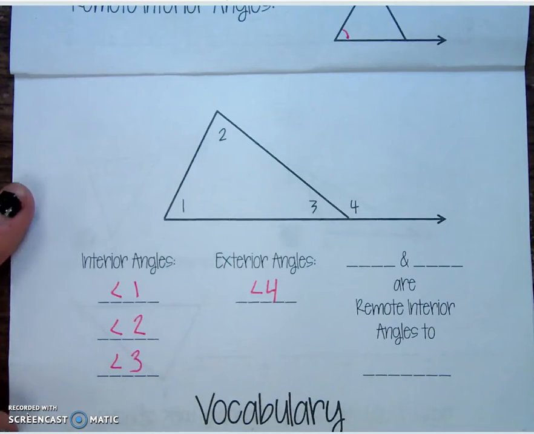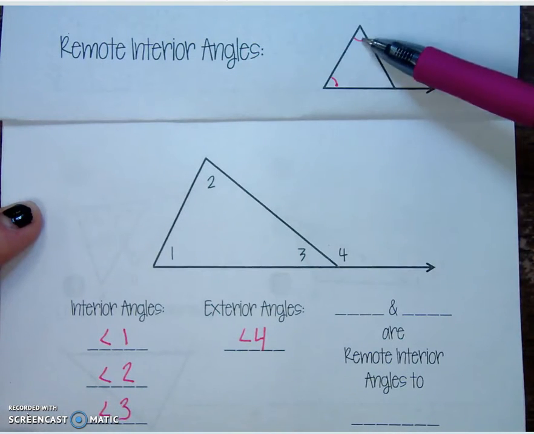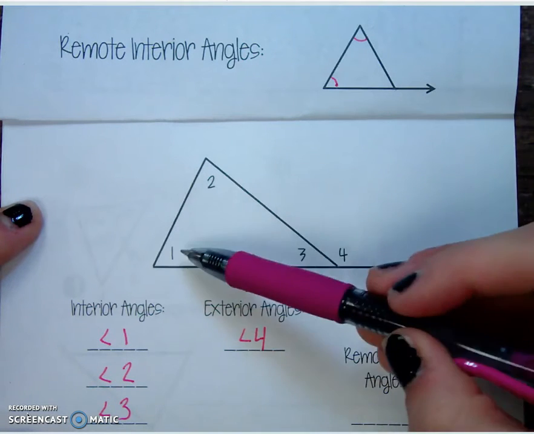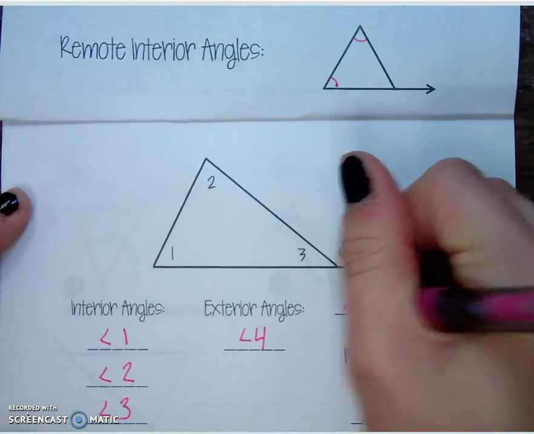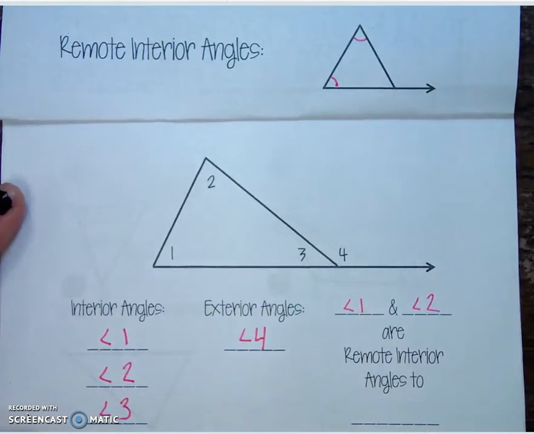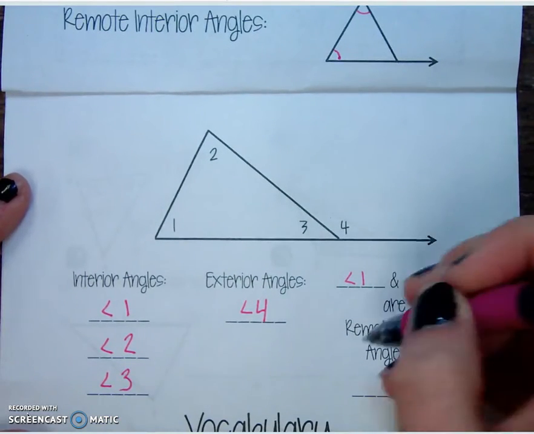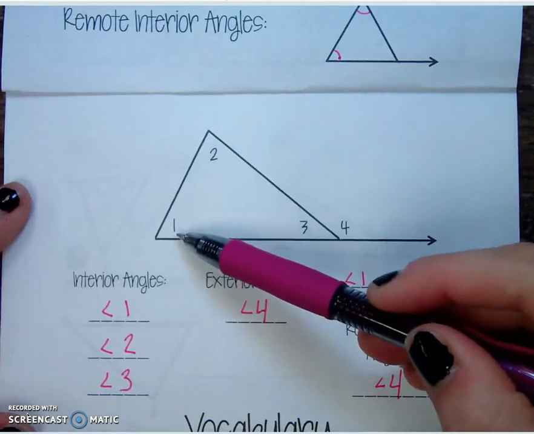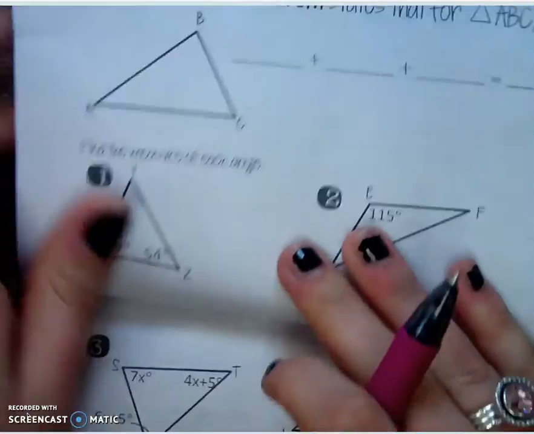And then remember what we said about those remote interior angles. It's going to be the two that are not with that extension. So our remote interior angles, we have our angle 1 and angle 2. These are remote interior angles to angle 4. Those two are the remote interior angles to that angle on the outside, angle 4.